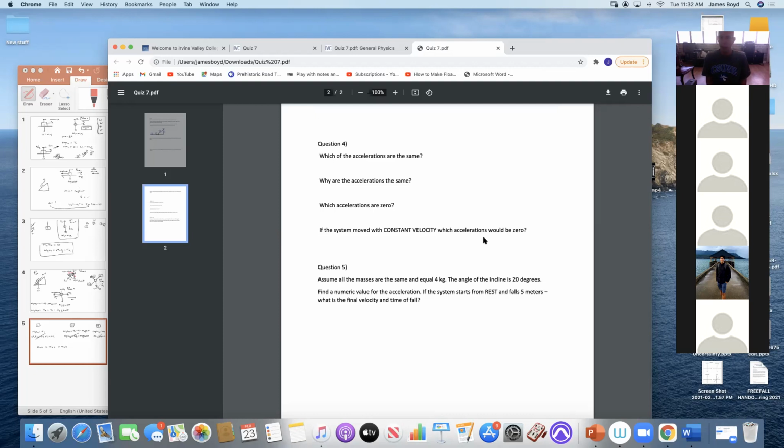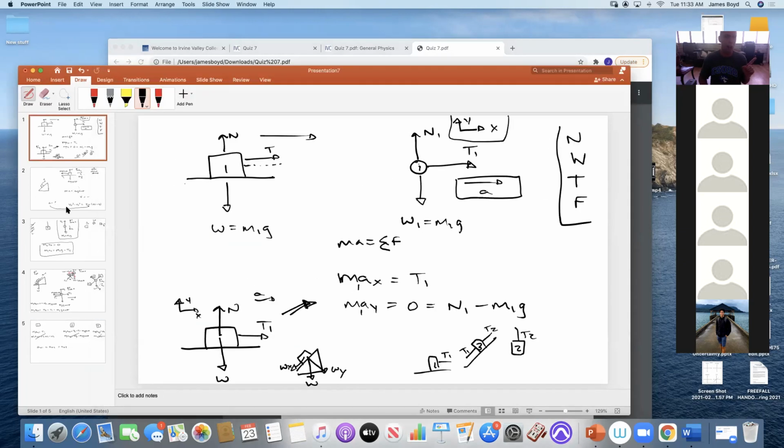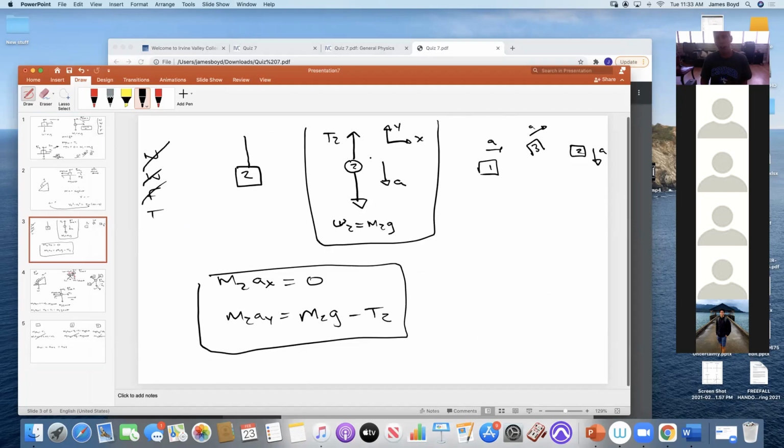So if we assume all the masses are 4 kilograms, and we assume the angle for mass 3 is 20 degrees. Excuse me. Yep. For the previous question, I have questions for which accelerations are 0. Can we say A1y and A2y and A3x is 0? No, it's actually, so for A2, we're assuming that Ay is down. So A2x is 0.